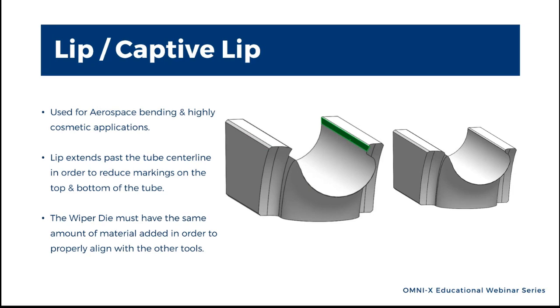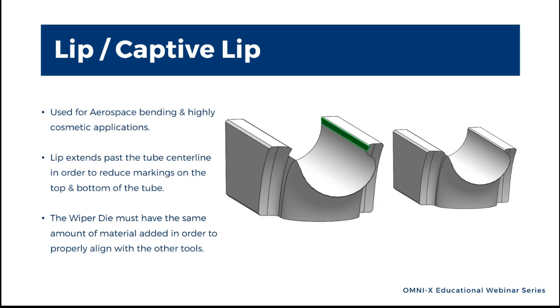Lip, or captive lip, is used for aerospace bending and highly cosmetic applications. Lip extends past the tube center line, as shown in green in the image towards the middle of the page, in order to reduce markings on the top and bottom of the tube. The image on the right-hand side does not have the lip feature.